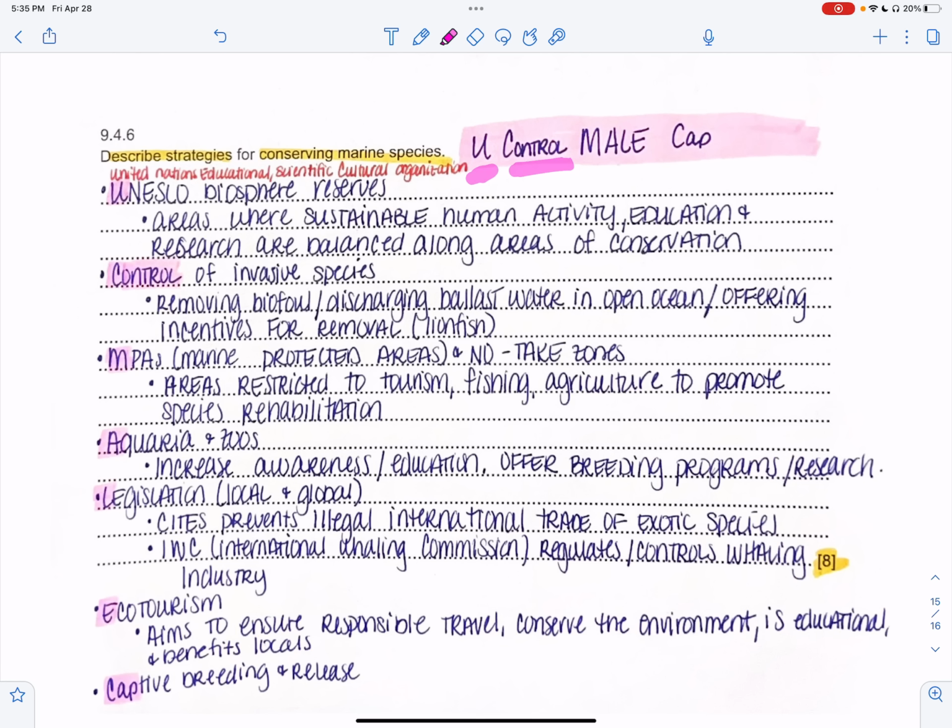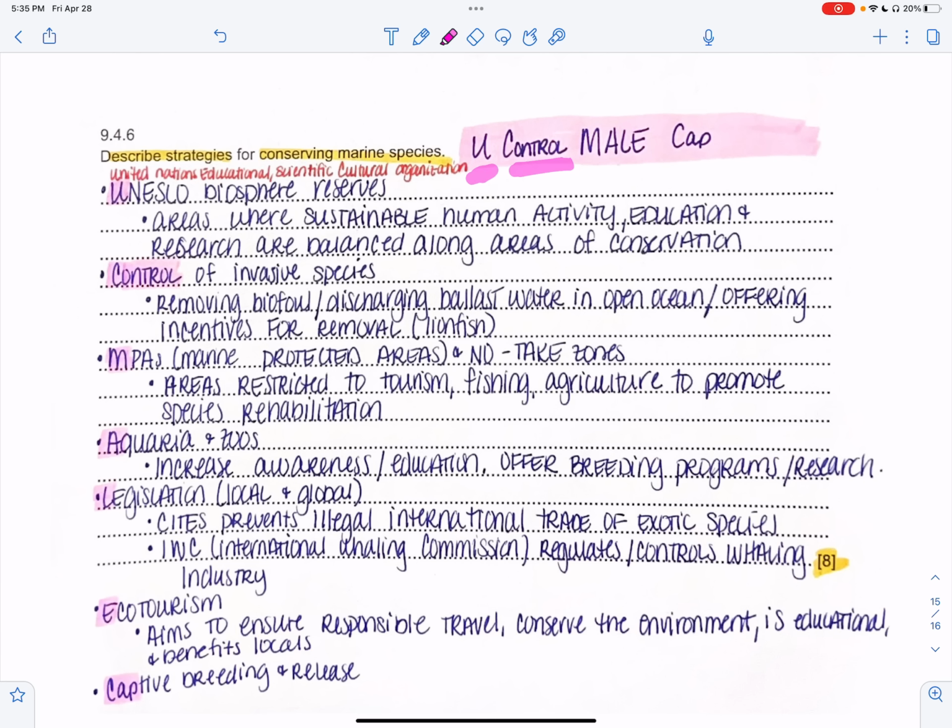They could do this by removing biofouling off the hulls of ships, discharging ballast wastewater in the open ocean before coming to port, and offering incentives for removal of invasive species. That's lionfish; that would be an example of that.